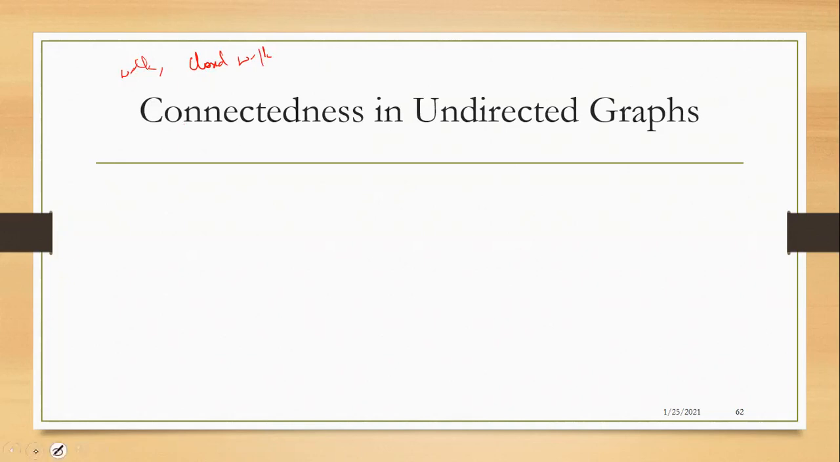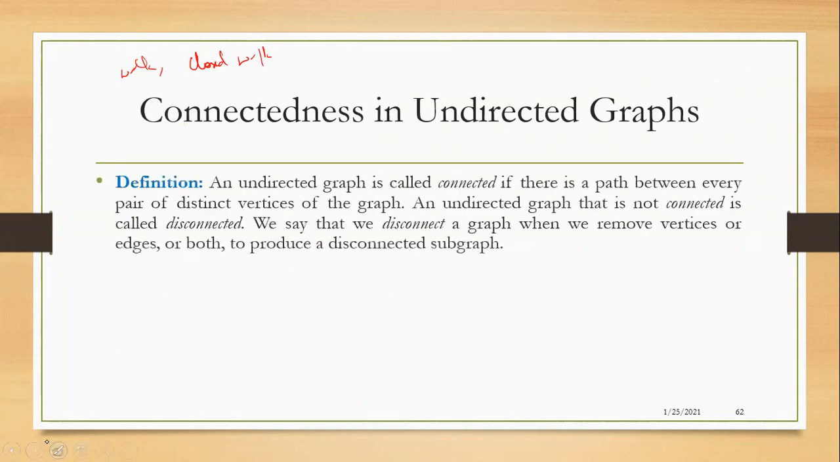Now, after that, connectedness in undirected graphs. When we have a computer network, we have the property that every pair of computers can share information. So when is there always a path between two vertices in the graph? Basically, we check whether we can send some information from one vertex to any other vertex in the graph. That concept is studied in connectedness in undirected graphs. An undirected graph is called connected if there is a path between every pair of distinct vertices of the graph.